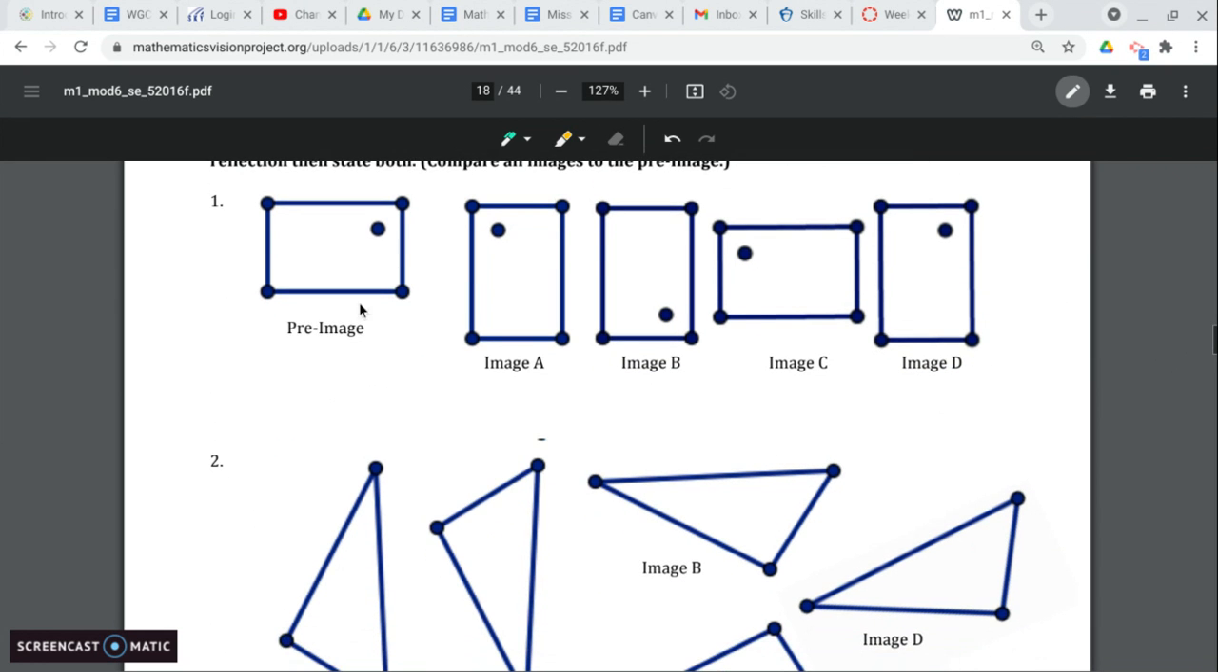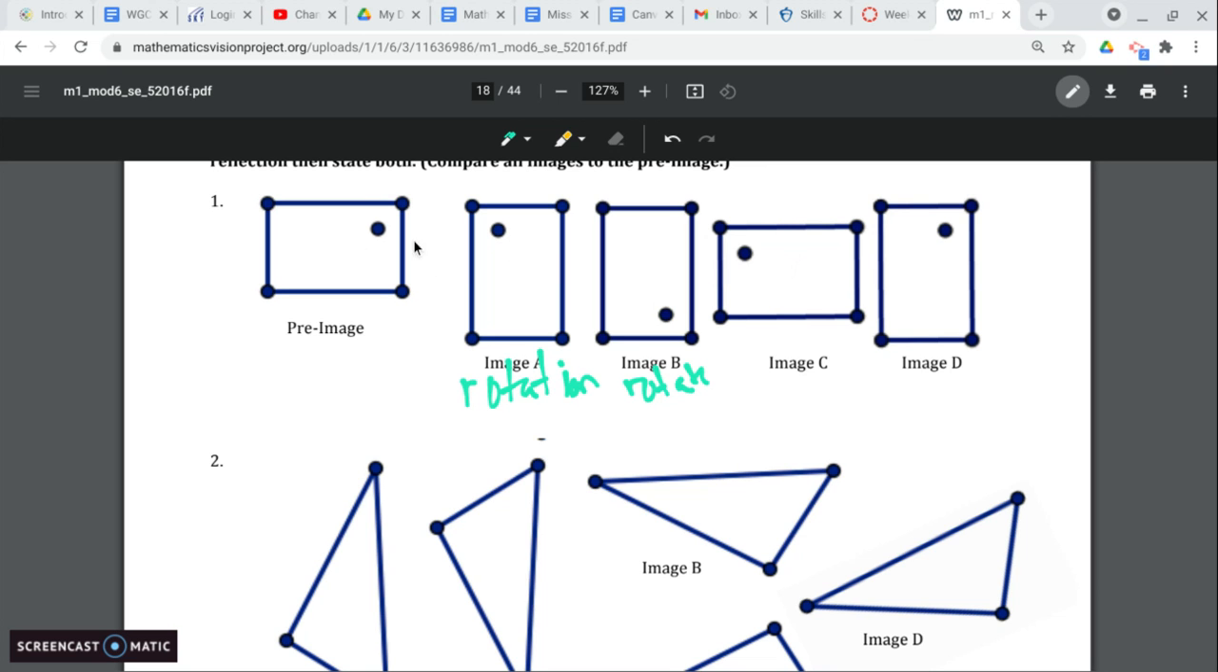So if we look at the pre-image, we have this shape here, our rectangle with the dot, and suddenly we go to image A. What happened? How did we go from this pre-image to this image? Well, we rotated it. So rotation. Now, how'd we go from the pre-image to image B? We also rotated it, just the other direction this time.